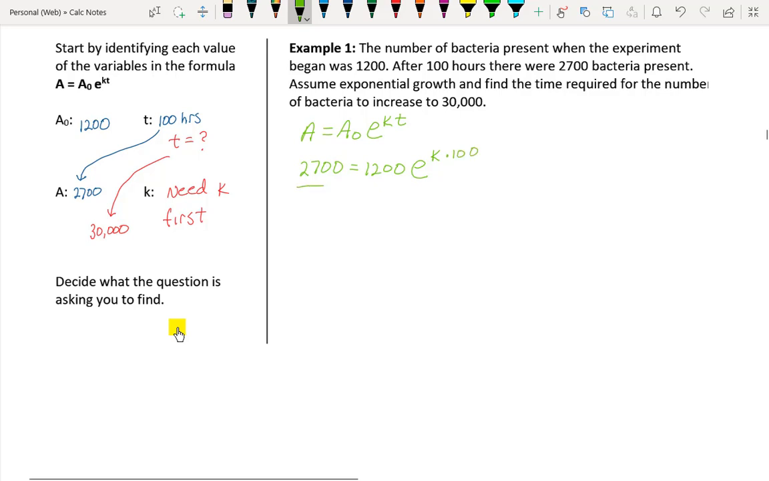So I'm going to start off by dividing both sides by 1,200. Okay, and I'm going to try not to round anything off here, because I can do some canceling with my zeros here. 27 and 12, I can divide both of those by 3, so that's going to be 9/4 over here, I believe, if I did that correctly. And on the right side, I've got e to the 100k.